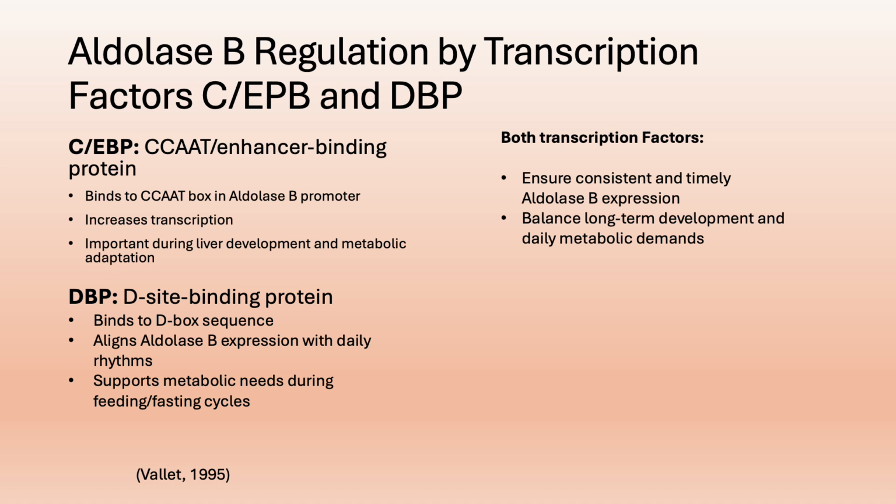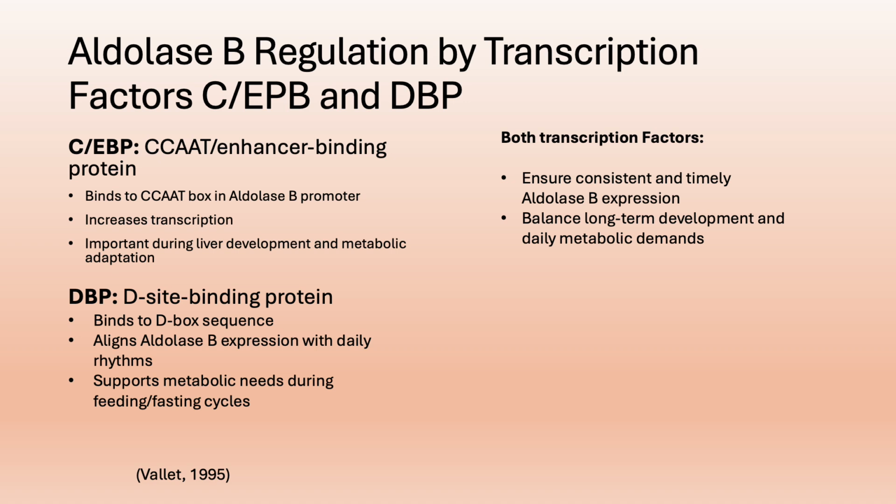DBP stands for D-site binding protein, and it also activates aldolase B expression, but it is especially important for aligning gene expression with the body's circadian rhythm. DBP binds to the D-box sequence of the promoter, and this helps aldolase B fluctuate appropriately throughout the day in response to our eating and our fasting cycles.